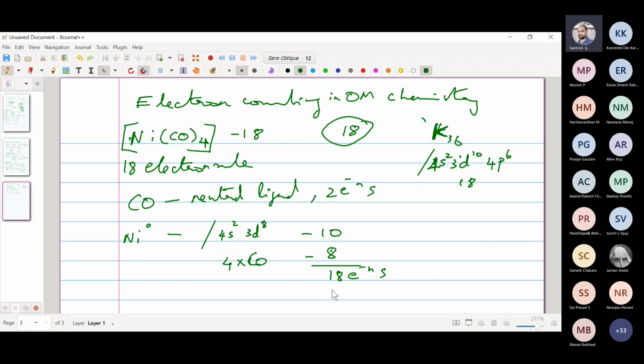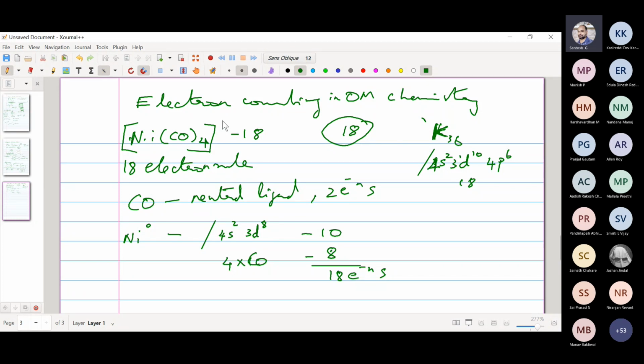Do you see that? So this is how nickel tetracarbonyl contains 18 electrons. We arrive at it. Now this is a very simple compound to calculate for two reasons. One is your ligand is a neutral ligand. It's very easy to consider them as two electron donors, and the metal is in zero oxidation state. So you totally consider its valence electrons, but not all compounds are like this.